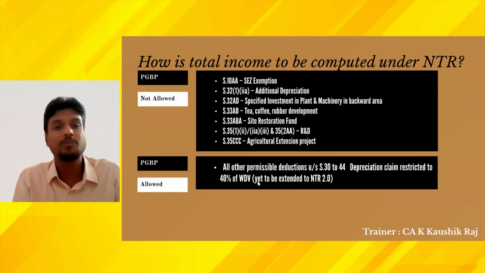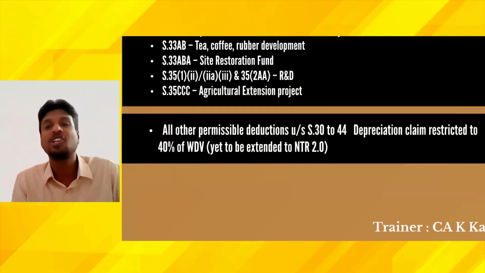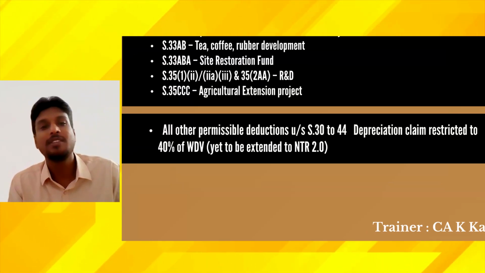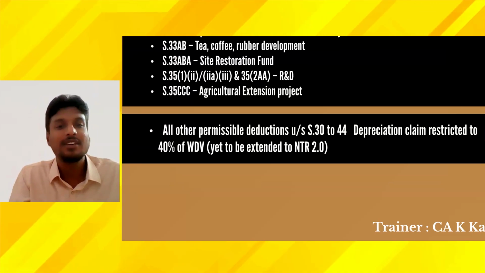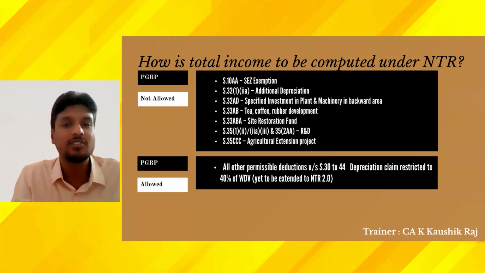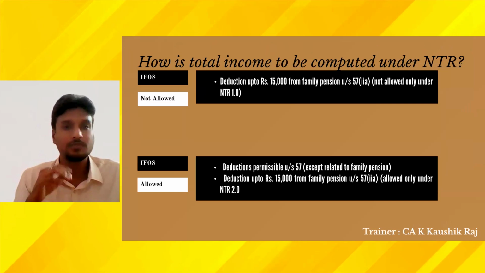What is allowed? All other permissible deductions under section 30 to 44 is allowed, and depreciation claim is restricted to 40% of the WDV. Depreciation claim is restricted to 40% of WDV, and this is yet to be extended to new tax regime 2.0. Now in 2.0 it is not extended, in 1.0 it was there. They'll have to extend that depreciation claim.